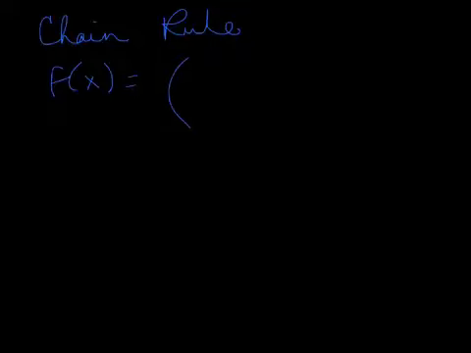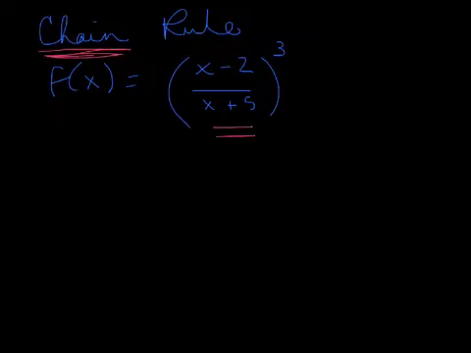I'm going to do one last example of chain rule, and I'm going to combine chain rule with quotient rule. So let's say we have a problem. F of x equals x minus 2 over, let's say, x plus 5, and all of that is to the third power. All right, so number one, I know I have the chain rule because I have something in parentheses taken to a power. Okay, that's how you know you're doing the chain rule.